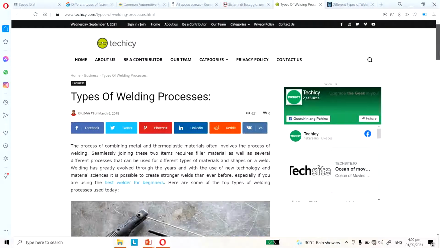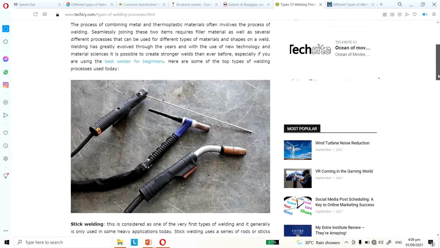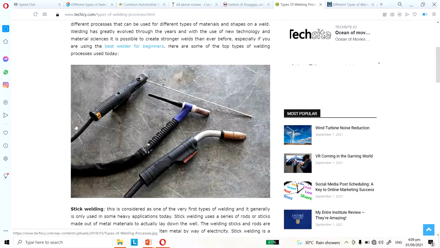So here we have different types of holders. For the stick welding or SMAW, this is the holder and this is the electrode. The other holders right here are for GMAW and GTAW, or MIG welding and TIG welding.